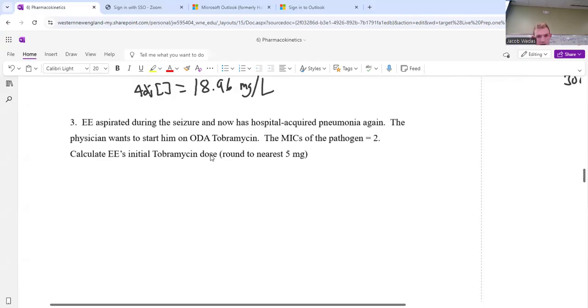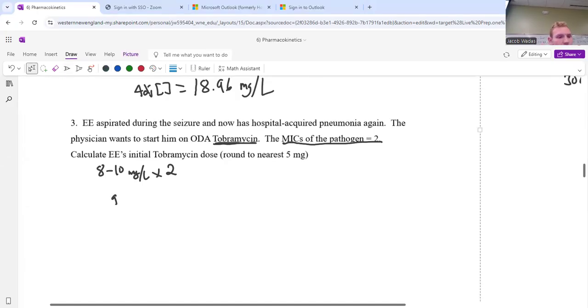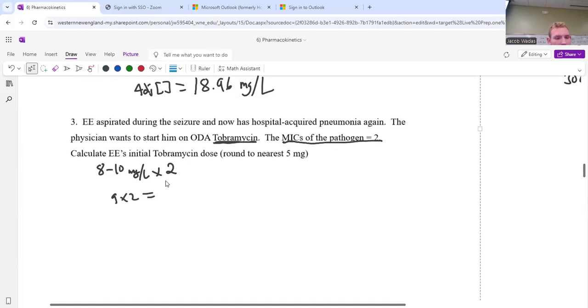In this case, you just have to recognize that tobramycin is an aminoglycoside. The MIC is 2. Remember that for aminoglycoside, you want your peak concentration to be 8 to 10 milligrams per liter times the MIC. In this case, the MIC is 2. I just choose 9, because that's usually what we did in class for these calculations. So you do 9 times 2, so your target peak is going to be 18 milligrams per liter.